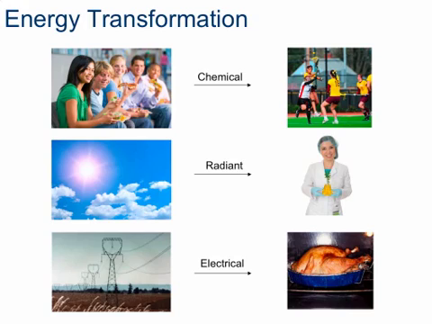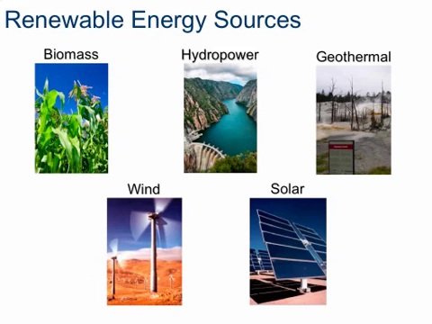Anyway, radiant energy. Obviously, we can take the sun and use it for heat. We can use it on solar panels and change it into electricity, things like that. Electrical energy. You might get electricity, turn on your oven, cook your turkey, have a nice Thanksgiving meal.